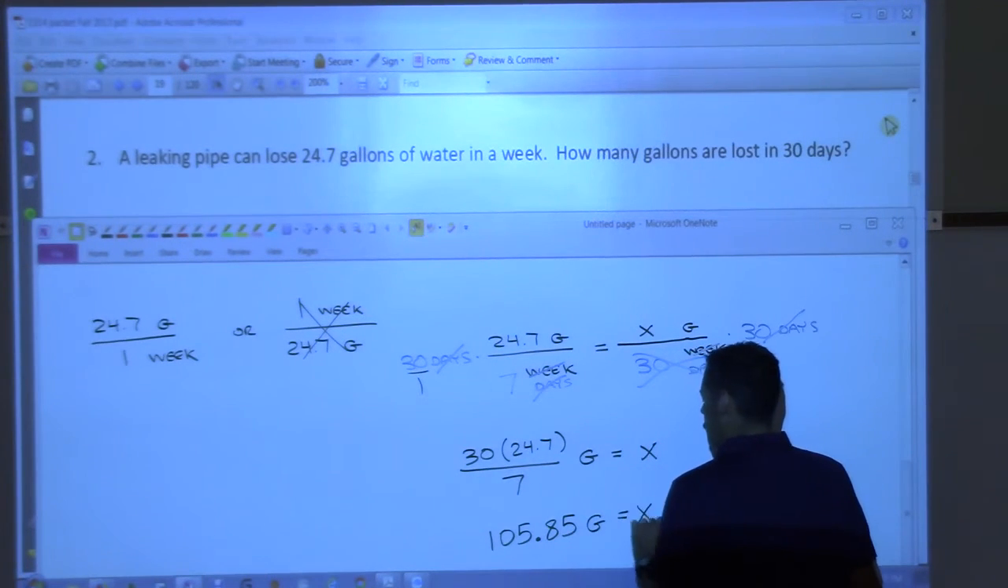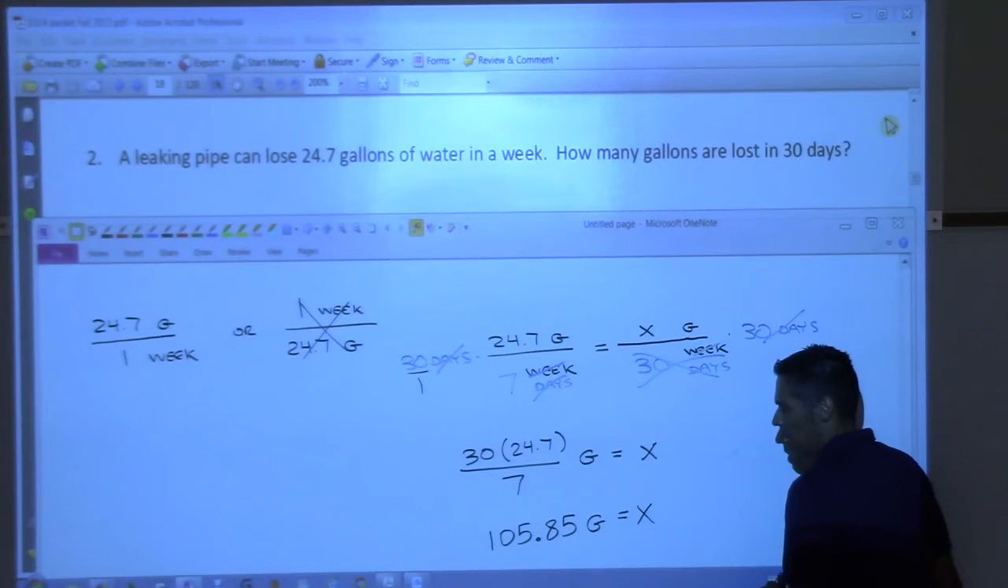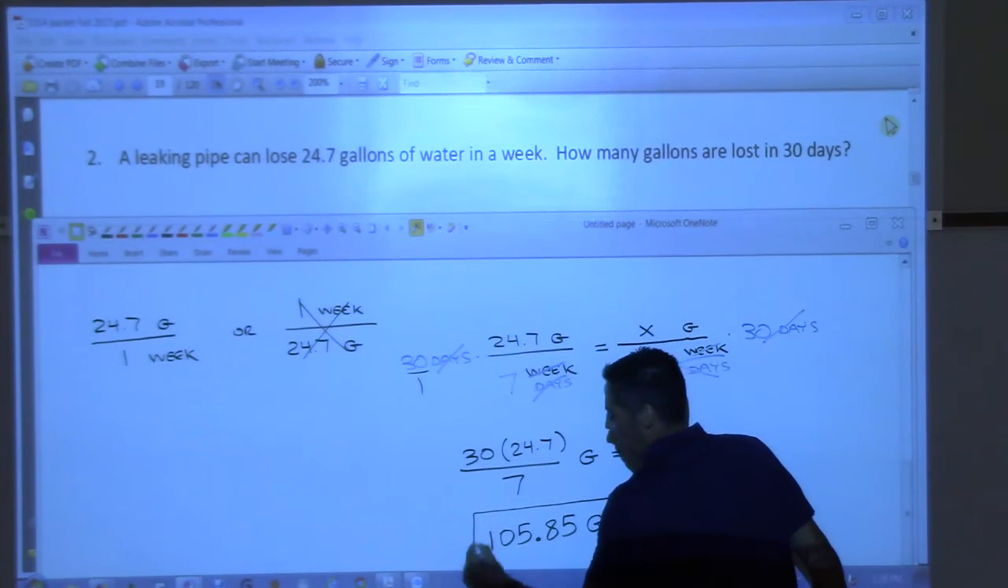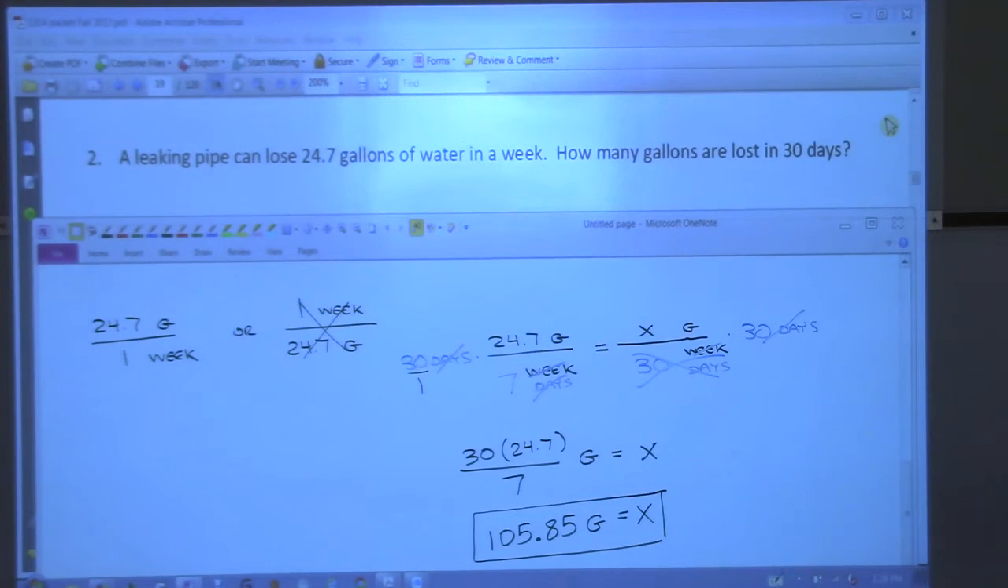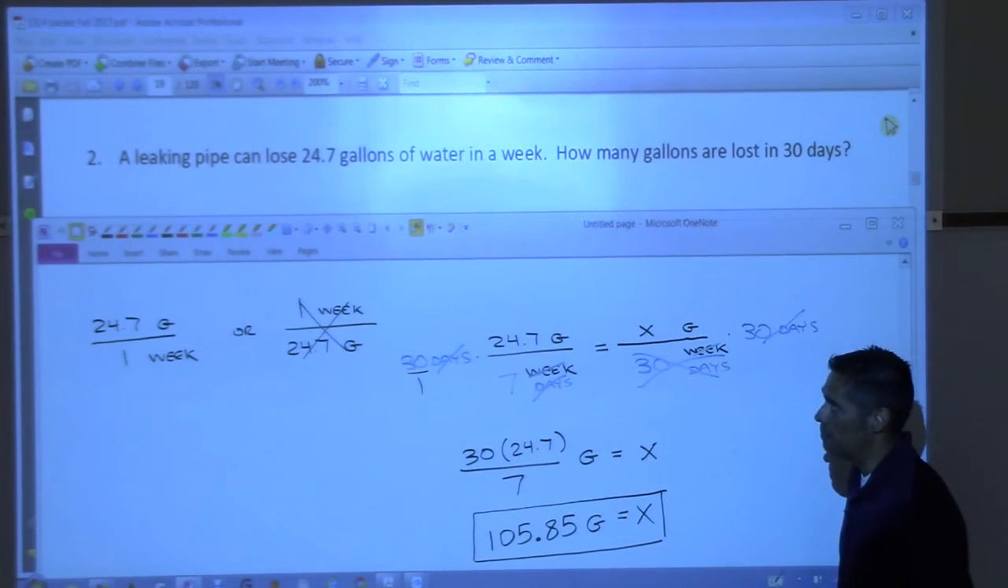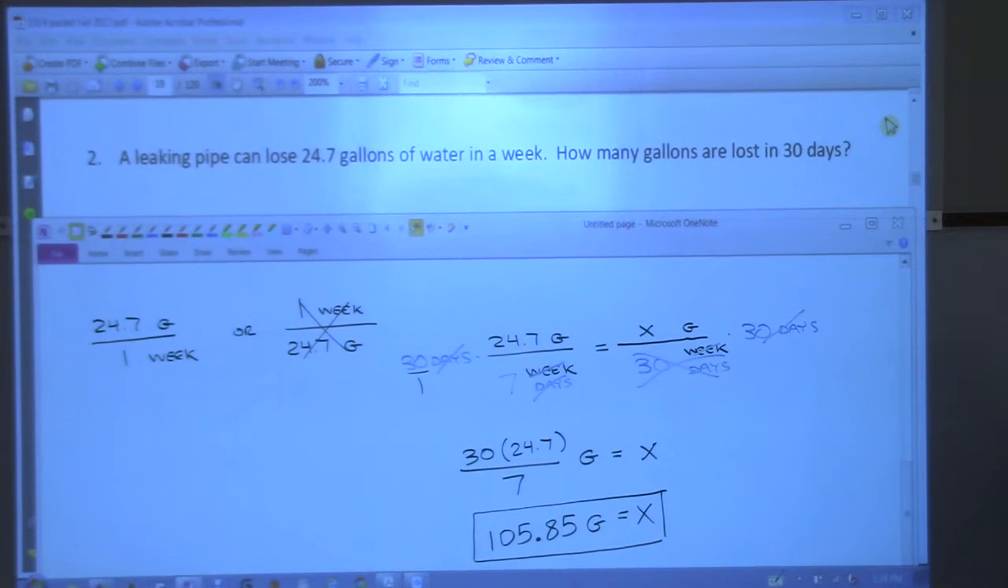I'm not going to be super particular about your decimals in this class. So if a leaking pipe can lose 24.7 gallons of water in a week, then in 30 days we could lose 105.85 gallons. With this particular leaking pipe, I'm sure you could lose a lot more, depending on the leak, right?